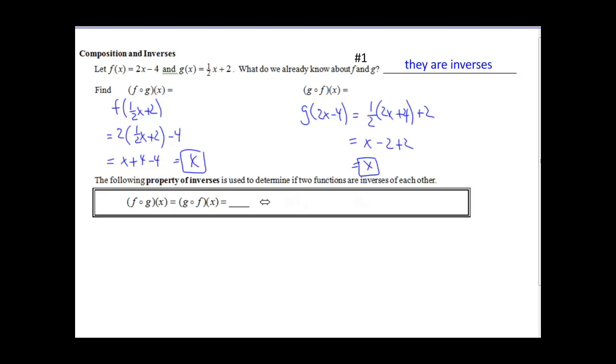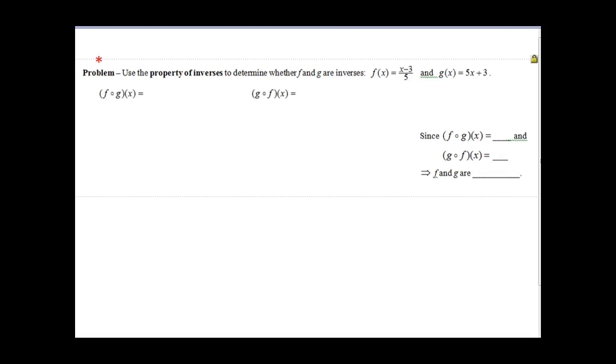We get x. So when we did fog, f of g of x, and gof, g of f of x, both equations were equal to x. So the following property of inverses is used to determine whether two functions are inverses or not. If fog and gof equal x, then f and g are inverses. So the last problem. If we use properties of inverses to determine whether or not f of x and g of x are inverses, hit pause, do fog and gof, and see if the two functions are inverses. Go.